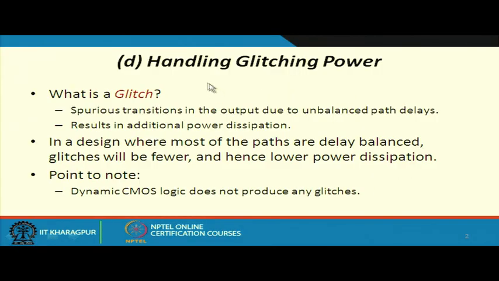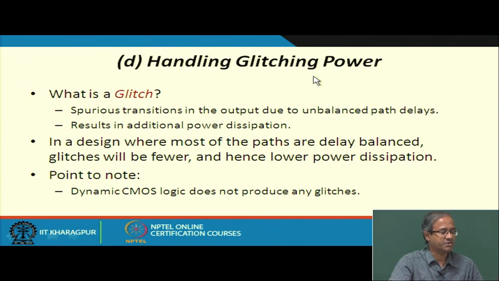Now, if your circuit has been designed in such a way that there are glitches like this, what does that mean? Glitch means the output node is changing unnecessarily a few times, which means charging and discharging of the capacitor is taking place unnecessarily that many times, which means additional power consumption. So, if you can avoid glitch, this kind of power dissipation will also go down. Here we are specifically talking about this kind of glitching power.